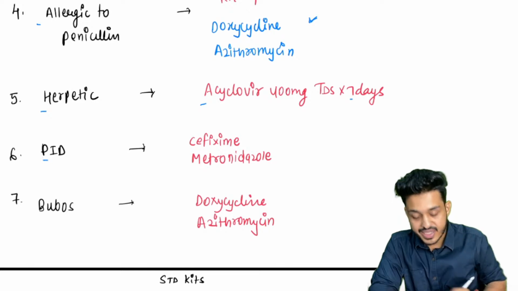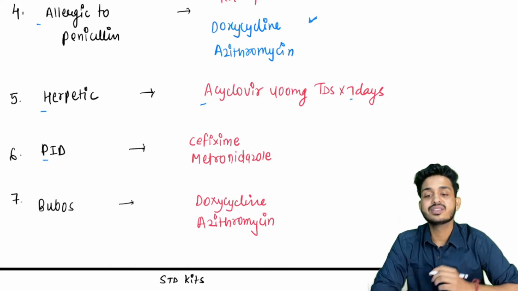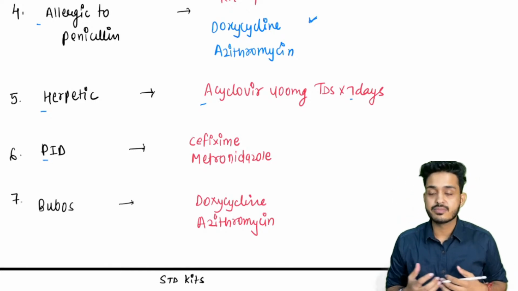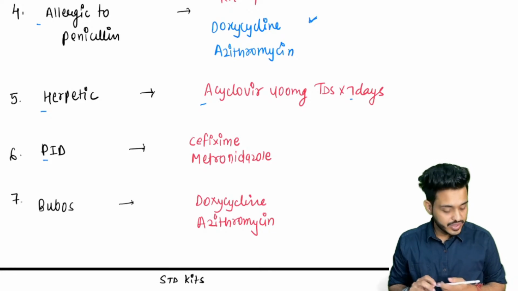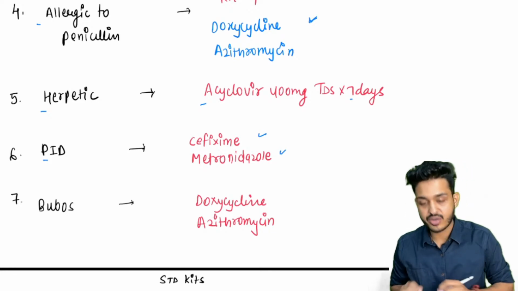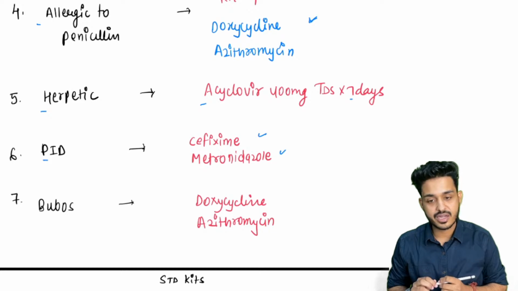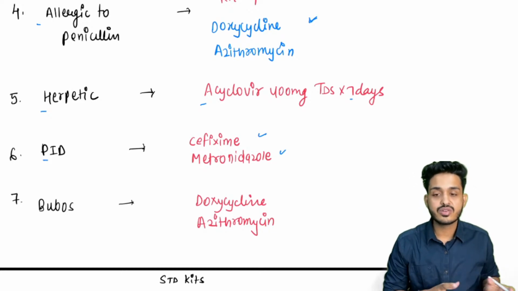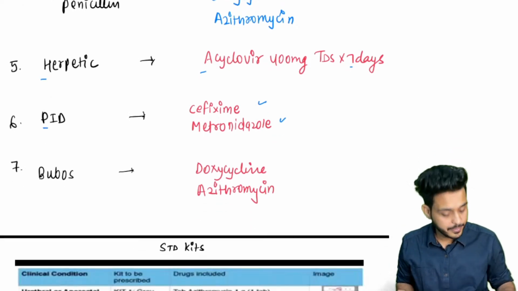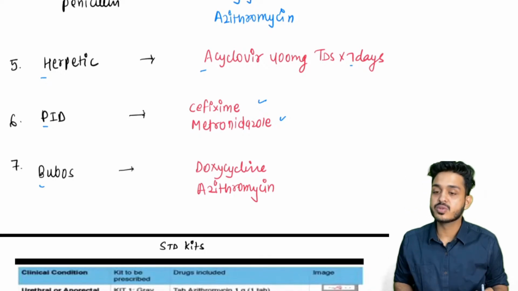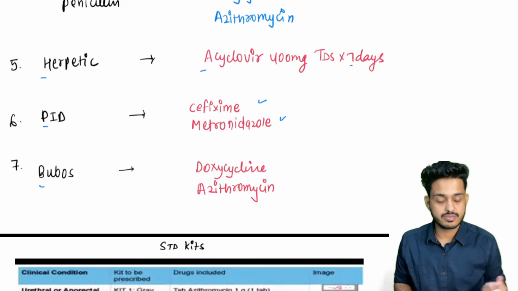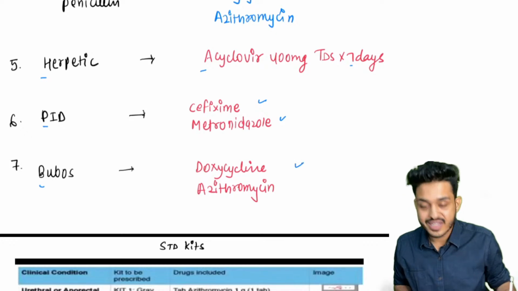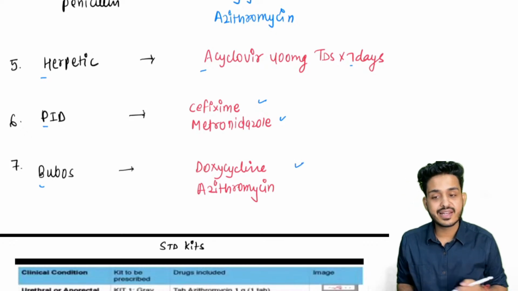Okay, PID, that is your pelvic inflammatory disease. If someone is having pain in the lower region, we can use cefixime along with metronidazole. Cefixime is a broad spectrum antibiotic. Metronidazole will be covering the amoebic infections. Okay, if someone is having buboes, there will be lymph nodes. In the lymph nodes we can use doxycycline and azithromycin.